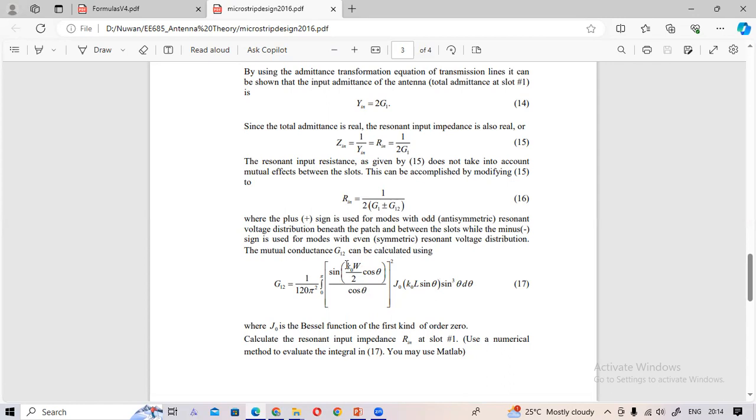Just try by yourself. Give a try by yourself. If you couldn't do this, you can ask. Then you can calculate G12 also. Now, based on odd and even mode, you have to consider this plus or minus value. Then you can calculate the input impedance of the antenna. So input impedance you will get.